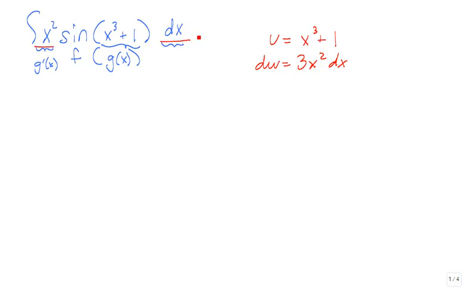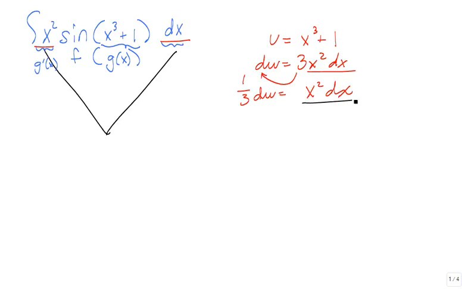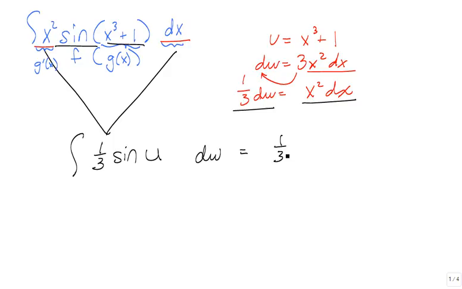I only need the x squared dx, so I divide both sides by 3, bring the 3 over. Okay, so the x squared dx is going to get replaced by the 1/3 du. And I have sine, and this is my u. So I've changed this into just a plain old sine u integral, which is negative cosine u plus c.